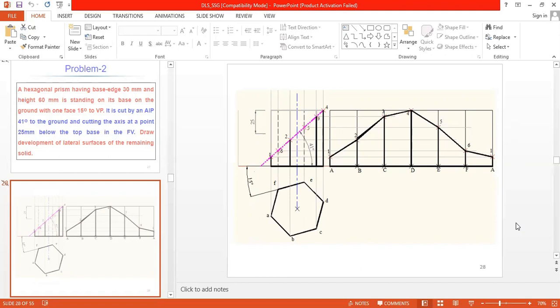In this way, we have discussed the development of the hexagonal prism whose face makes an angle of 15 degrees with the vertical plane, and the AIP makes an angle of 41 degrees and intersects the axis at 25 mm from the top base. In this way, we get the development of the lateral surfaces of the hexagonal prism.